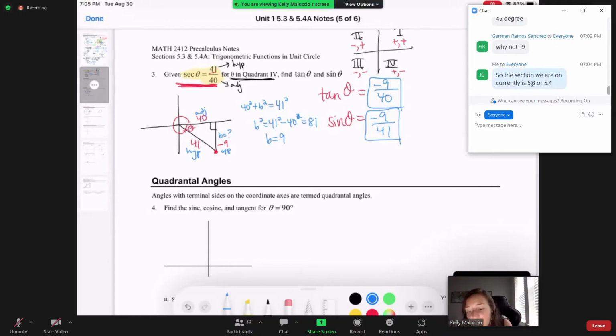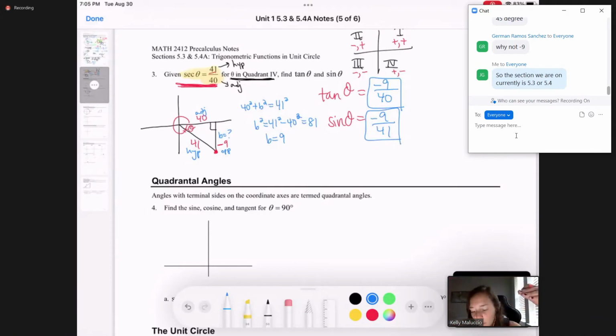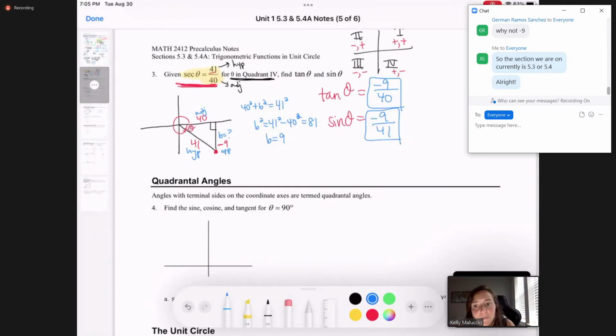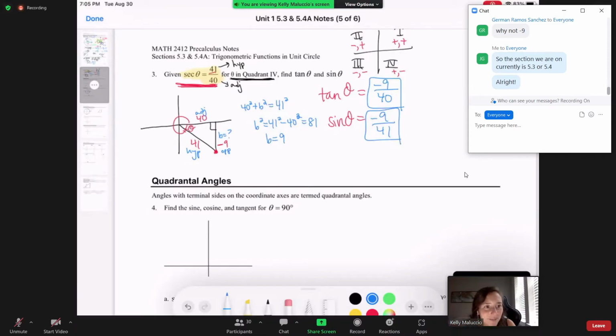Sorry, Joseph is asking what section is this? This is 5.3. Towards the end of this, it combines some of 5.4 when we get to the identities, but then we'll continue 5.4 in the next section of notes. Yeah, okay, cool, thanks. All right, so let's take a look.